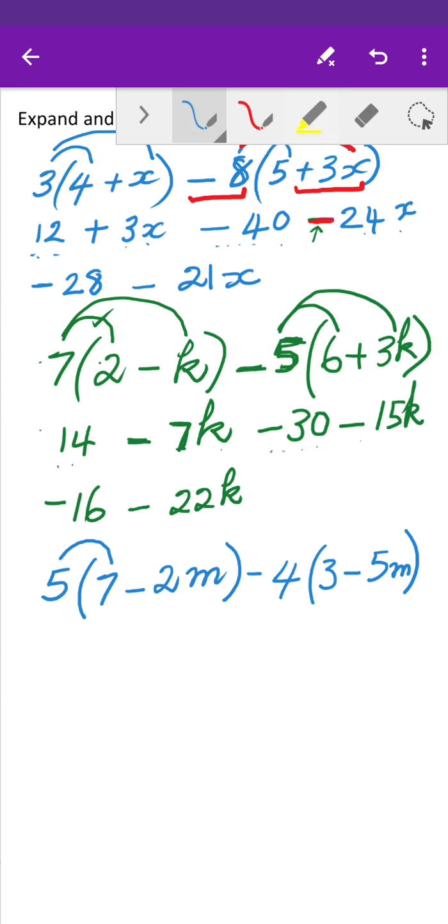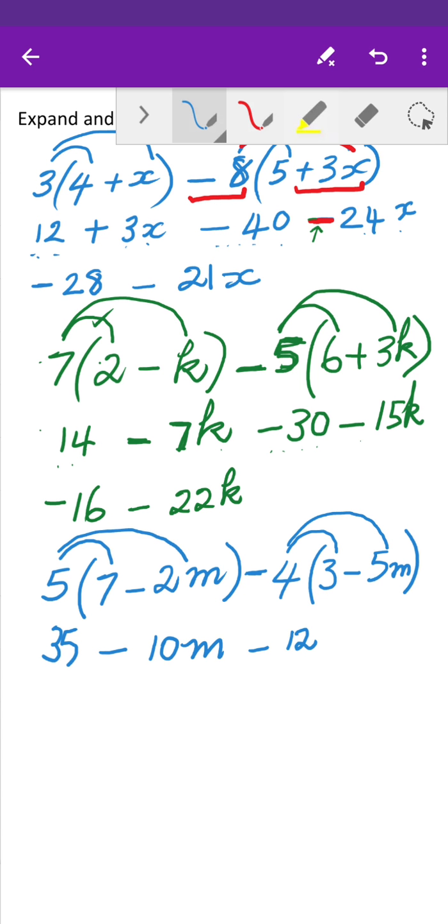5 times 7 is, that's a positive times a positive is a positive, 35. 5 times 2m, that's a positive times a negative is a negative. 5 2s are 10, and then m. 4 3s are 12. But a negative 4 times a positive 3 is a negative 12. Now 4 5s are 20. However, a negative 4 times a negative 5 is a positive. 4 5s are 20m. That's an interesting one. A negative times a negative is a positive.